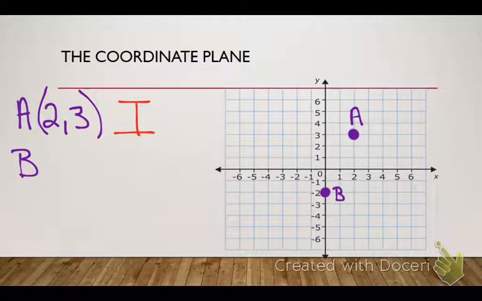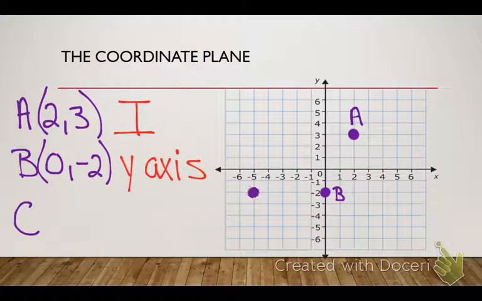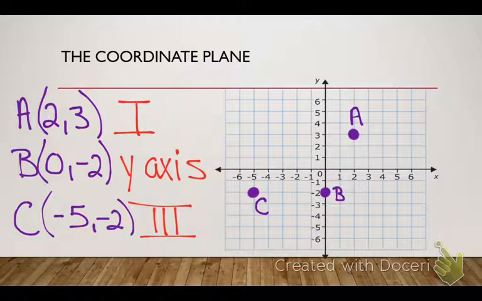So what is my X value? 1. What's my X value? 0. I don't go right and I don't go left on X, so don't get that confused. My X value is 0, but then where do I go on Y? Down 2. So what is the location? Y-axis. All right, point C. Yes, point C is -5, -2, and quadrant 3.